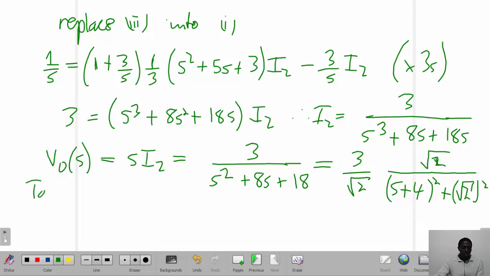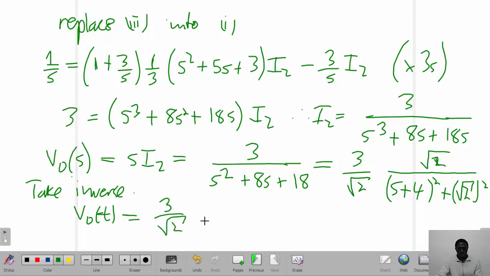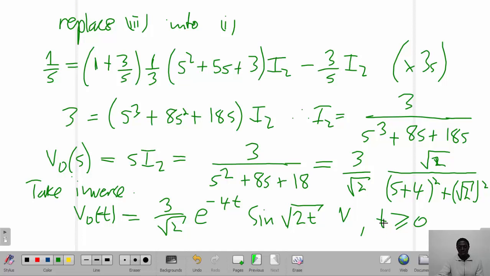From this we take the inverse. So you can look up the tables, simply look up the tables, and we can find the solution when we take the inverse to be equal to 3 over square root of 2 e to the minus 4t sine square root of 2t volts, and that is for time t greater or equal to 0. So that is example 1.